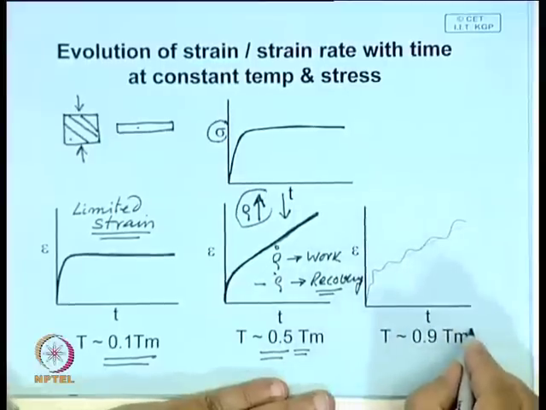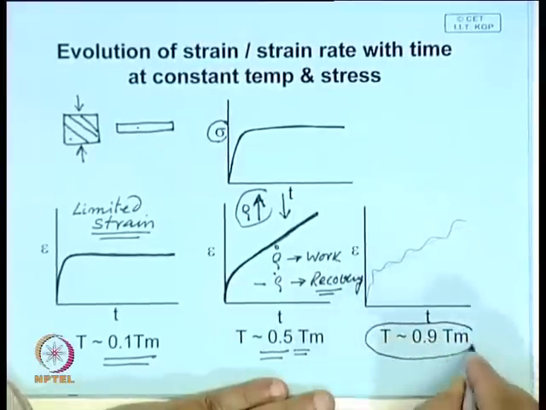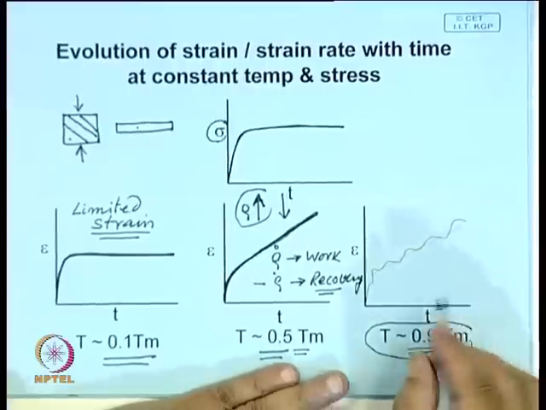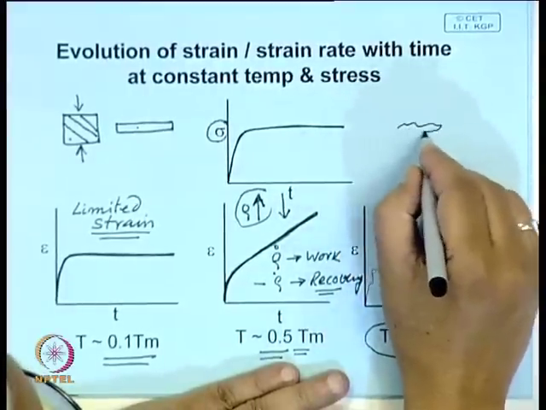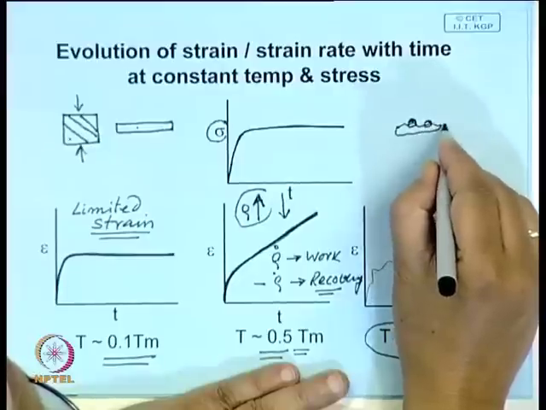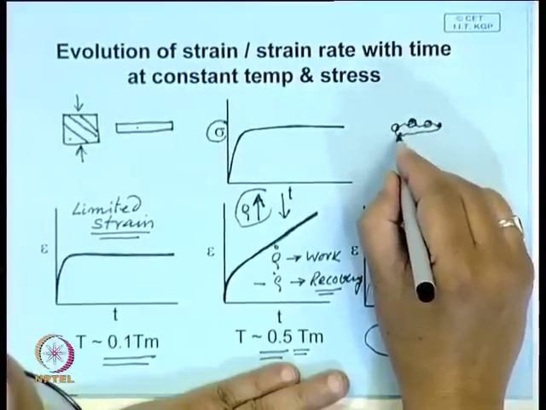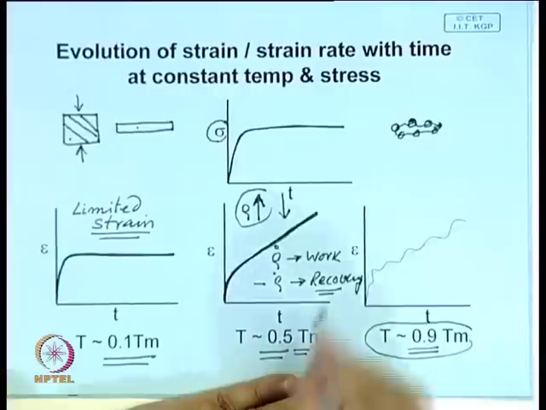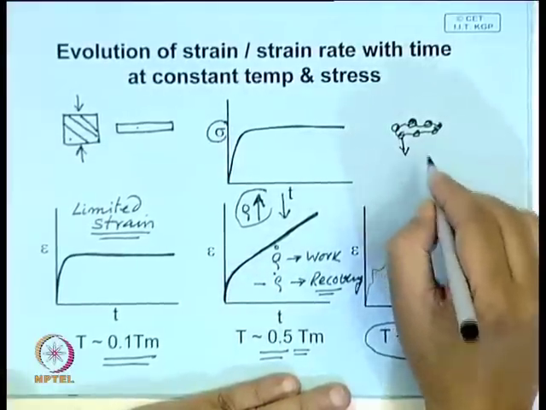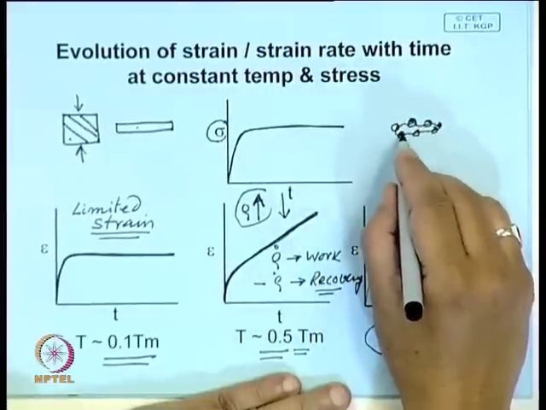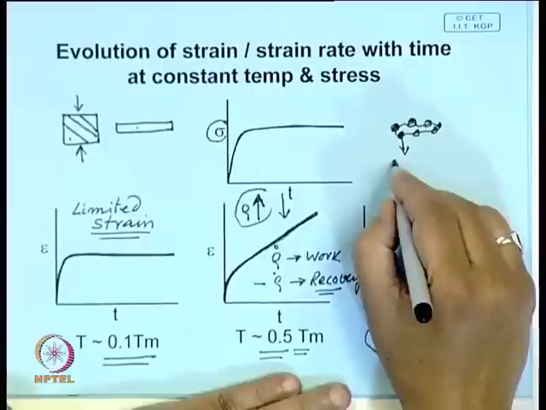Now, alternatively, if you increase the temperature even higher, close to 0.9 Tm, then what happens? The grains deform, but because the deformation is so large, simultaneously some new grains start nucleating, and these are strain free grains. This is called the process of recrystallization. So, during working, the cold worked grains, which are highly strained, are replaced by strain free grains.